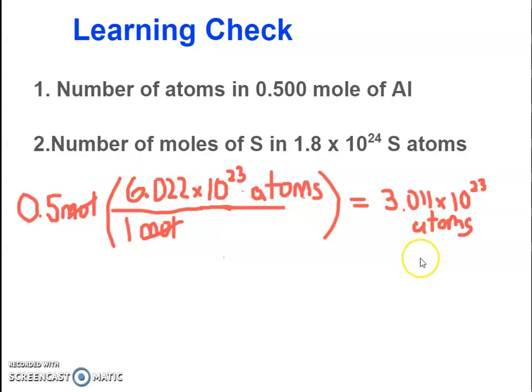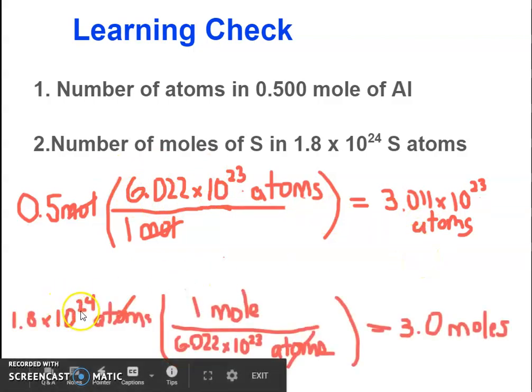Okay. And then here we start the opposite. We know how many atoms we have and we want to figure out moles. So now you use this conversion factor with the Avogadro's number on the bottom. So here our atoms can cross out and 1 mole on top. So now you're taking this 1.8 times 10 to the 24th and dividing it by Avogadro's number, and you should get about 3 moles. I think the answer that comes up on your calculator is probably like 2.98 something, but we can round that up to 3 moles. Okay?